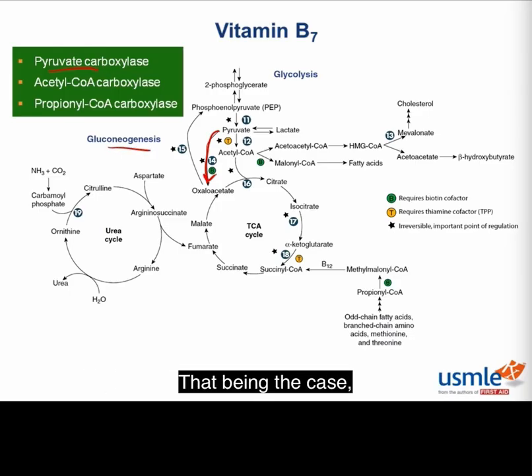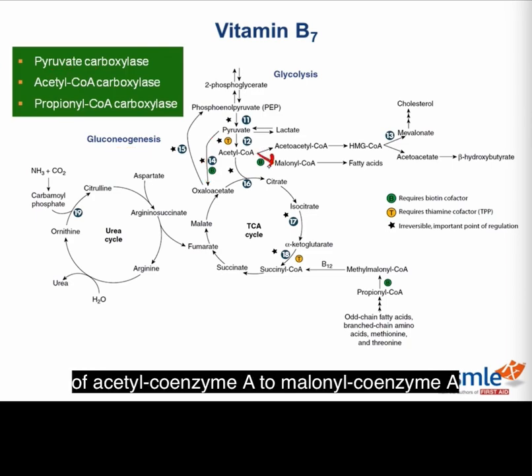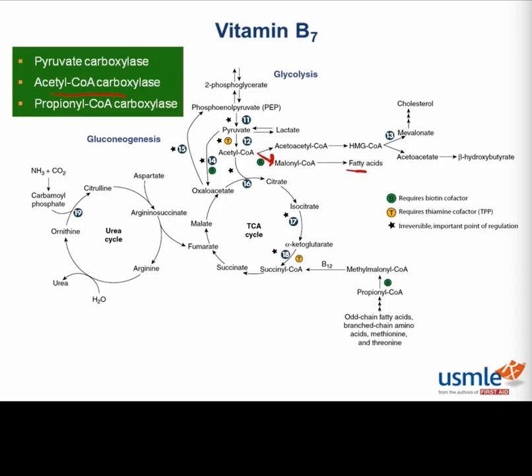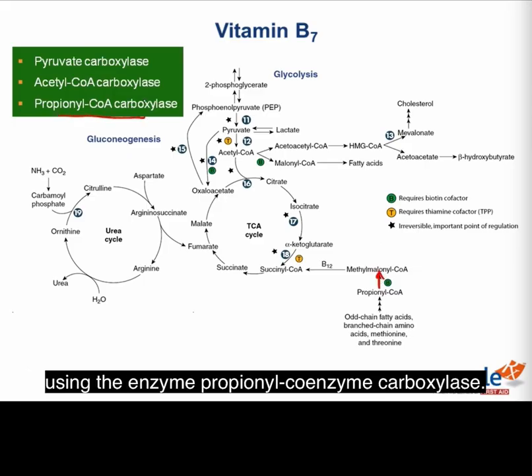That being the case, which organs do you think have the highest expression of pyruvate carboxylase? That would be the liver and the kidneys, since those are responsible for almost all the gluconeogenesis in the body. The second reaction is the conversion of acetyl coenzyme A to malonyl coenzyme A by the enzyme acetyl coenzyme A carboxylase, which as you can see here is important for fatty acid synthesis. And the third reaction is the conversion of propionyl coenzyme A to methylmalonyl coenzyme A using the enzyme propionyl coenzyme A carboxylase. And that's necessary for the catabolism of odd-chain fatty acids and branched-chain amino acids.